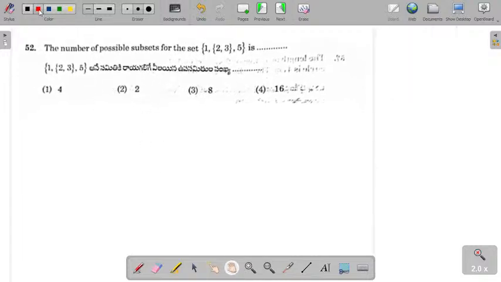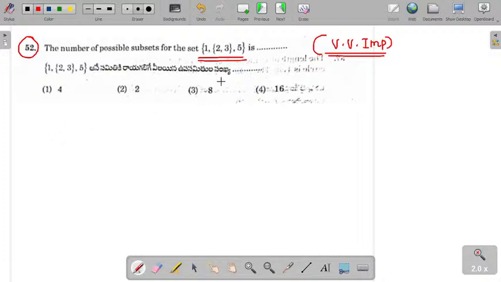The 52nd question. This is a very important, logical and very interesting question. This question will definitely appear in any type of entrance examination. It may even be given for JEE Mains also. In JEE Mains also we have the sets concept. The question is the number of possible subsets of this set.